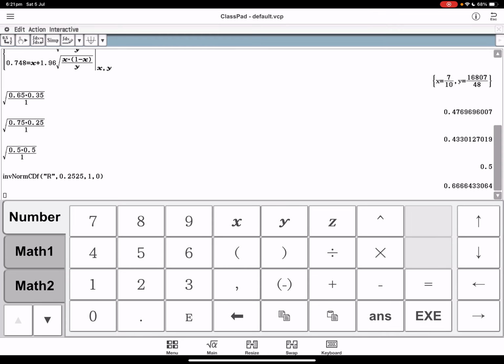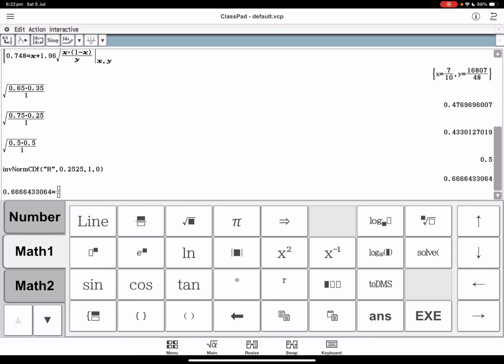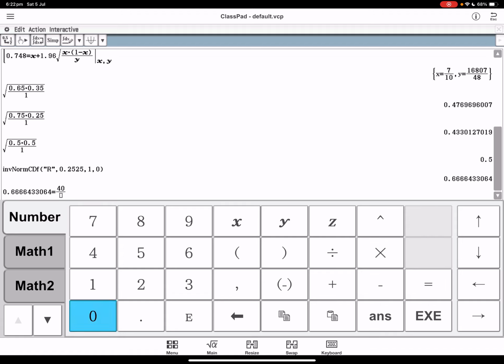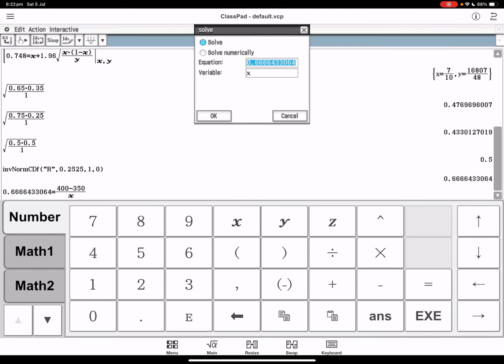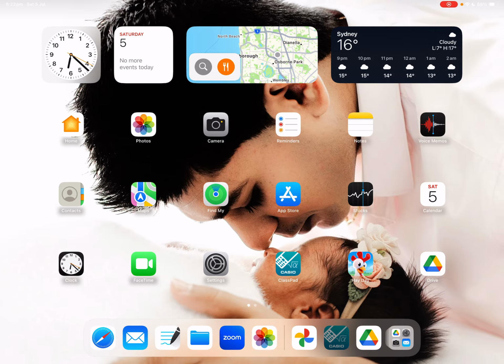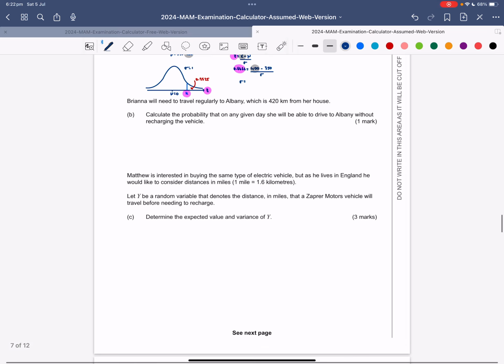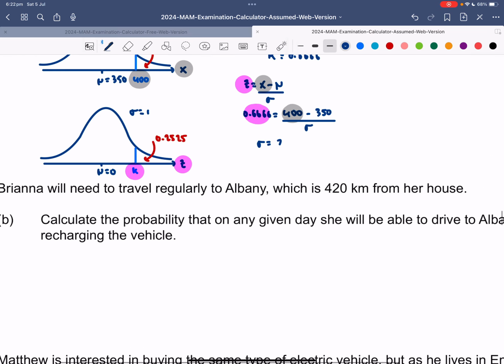So this equals the fraction 400, take 350, divide by x, and we solve that. And we get, yep, 75. To the nearest, even to 2 decimal places, it's 75.00. All right, standard deviation is 75.00 kilometers.